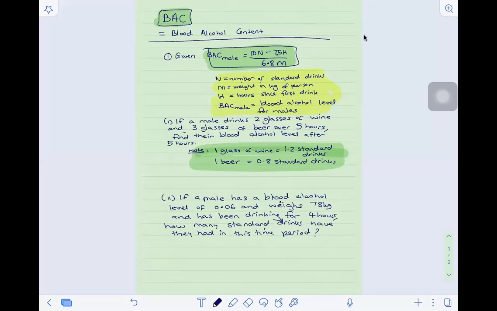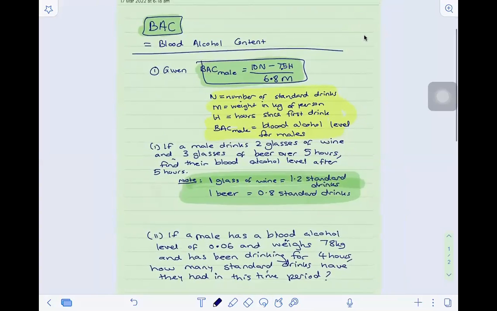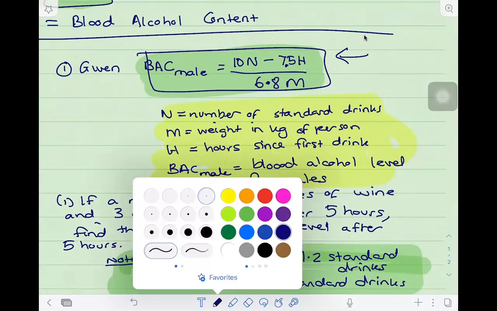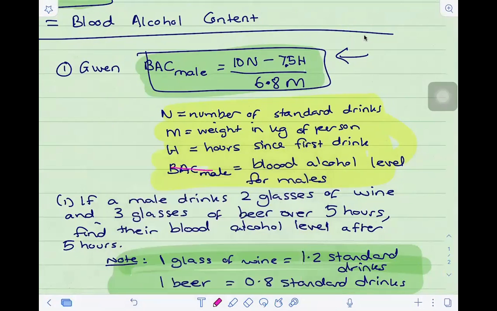Okay, we're just going to look at blood alcohol limit. The first thing we're going to do is look at the formula for males. It's a different formula for males than it is for females. So BAC stands for the blood alcohol level. N is the number of standard drinks.